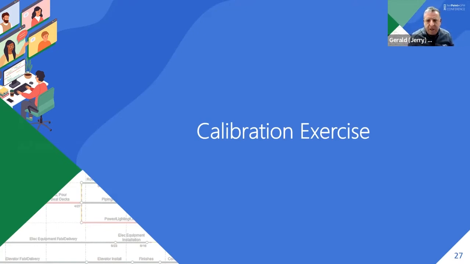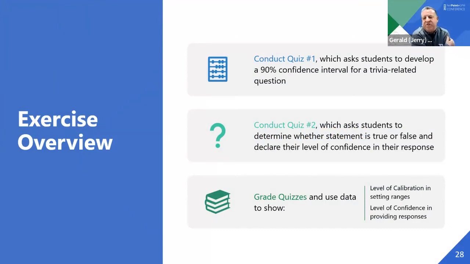Okay. So what I did in the class, building on some work that is out there, was go through a calibration testing type exercise, where I conduct a first quiz which asks students to develop a 90% confidence interval for a series of trivia related questions. In other words, here's a question, tell me your boundaries: what's your P10 level, what's your P90 level, and some value in between that is the most likely. That would be a series of 15 questions.